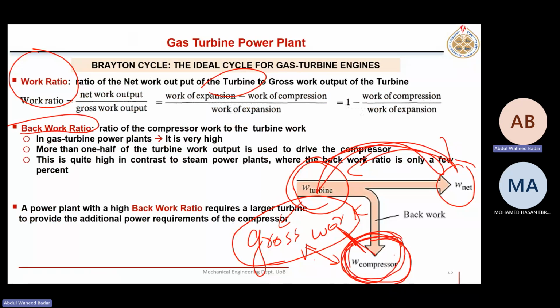And this back work ratio is very high in the case of a gas power plant, because this is negligible in the case of steam power plants. So that's where steam power plants outperform gas turbines, because of their very low back work ratio. This work is negligibly small. But in steam power plants, we have other issues. Then we have huge condensers and cooling towers, which do not exist here. Or combine these two power plants.